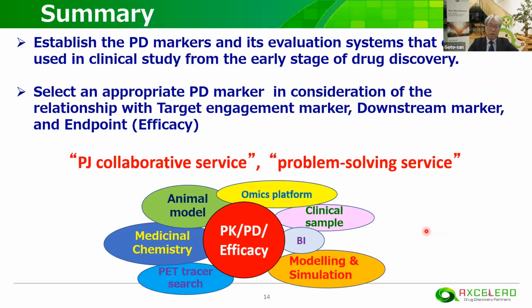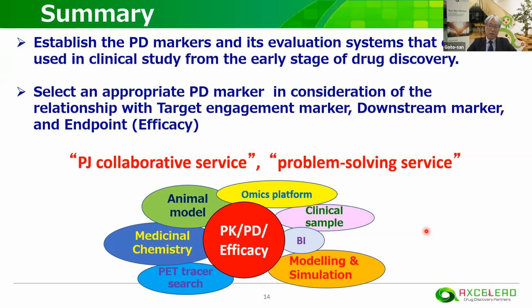Finally, I would like to summarize this seminar. In the drug discovery research, it is very important to establish the PD marker and its evaluation system that can be used in clinical study, considering POC and POM from the early stage of drug discovery. And it is also important to select an appropriate PD marker in consideration of the relationship with target engagement marker, downstream marker, and efficacy.